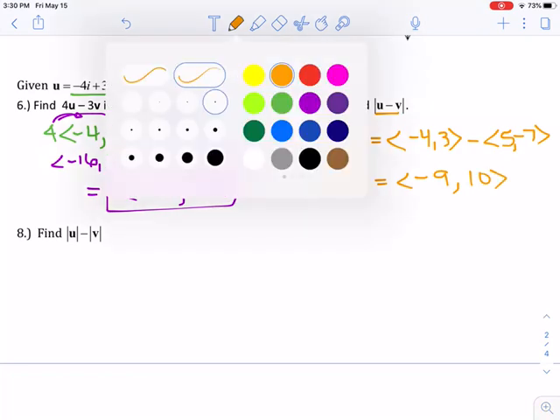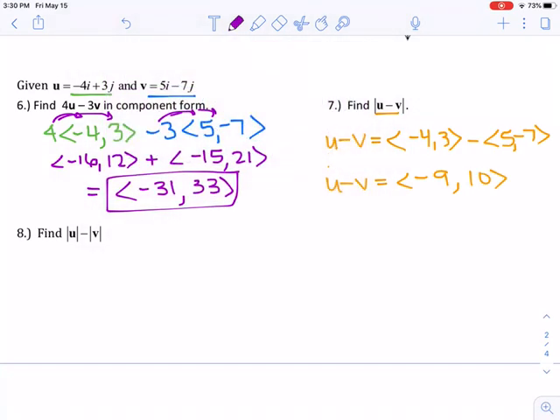Once I found my vector, I want to now find its length, its magnitude. If I want the length of this vector, I'm going to take the square root of its x component squared plus its y component squared. If you want, you can leave it as the square root of 181, or you can write it as a decimal of about 13.45.